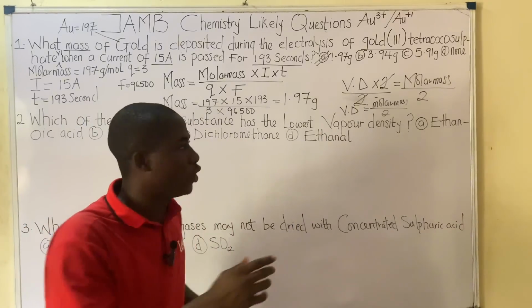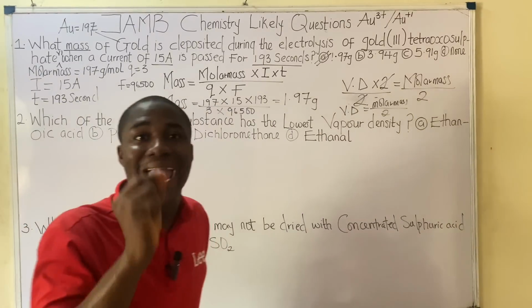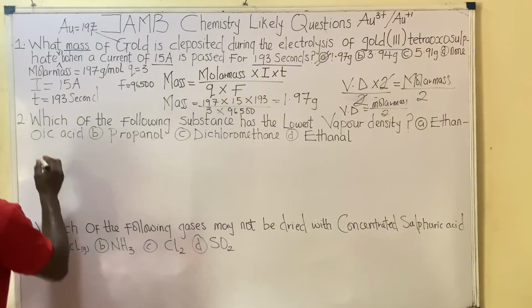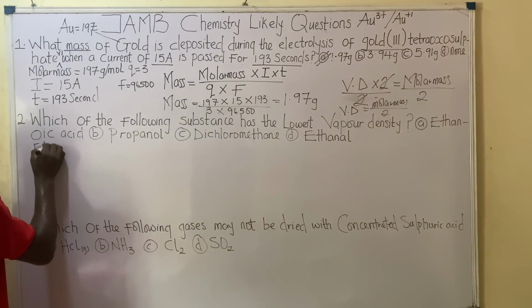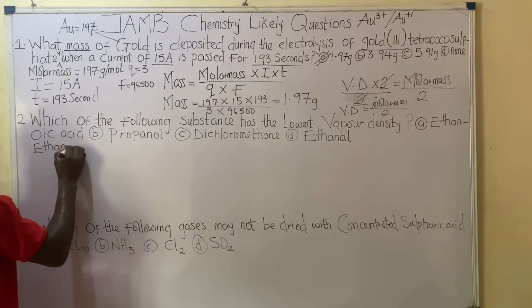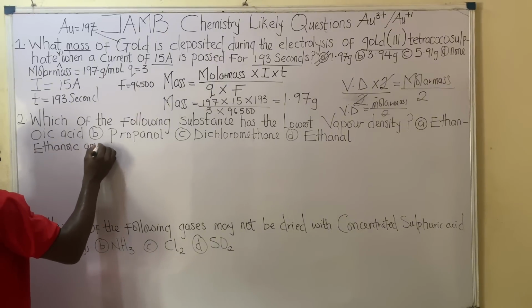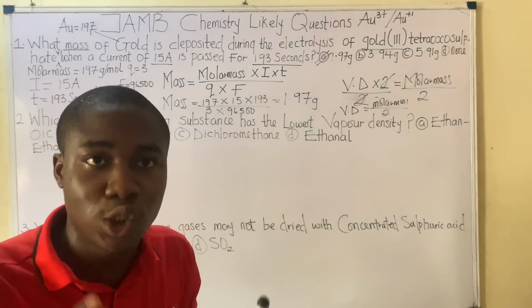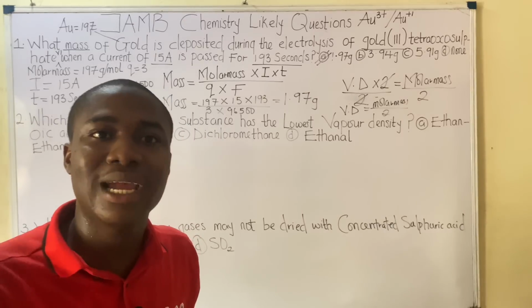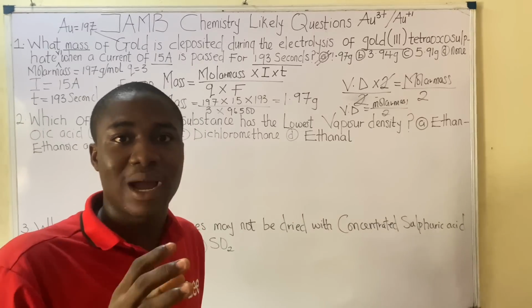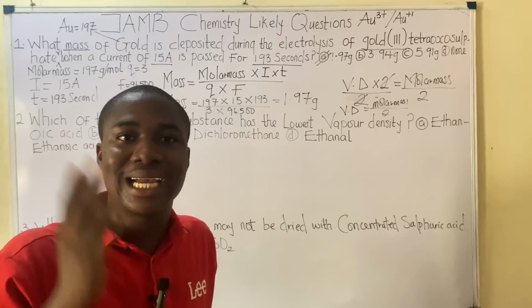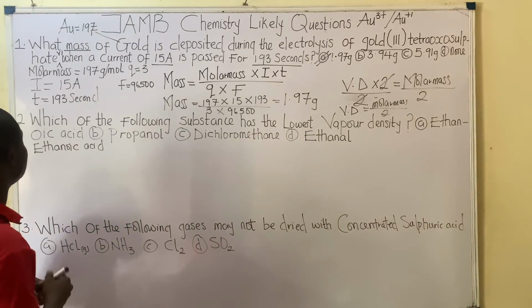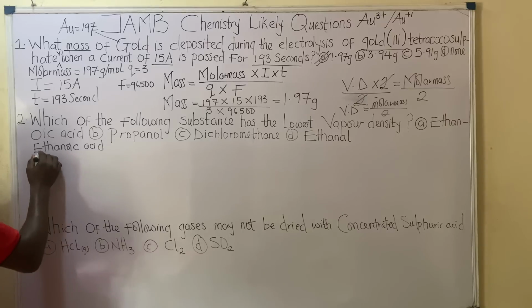So the first option here is option A, which is ethanoic acid. So what is the chemical formula of ethanoic acid? Please watch closely. I'll be using each part of the board to solve the question. First of all, ethanoic acid belongs to which group of organic compound? Ethanoic acid belongs to a group of organic compound called alkanoic acid.